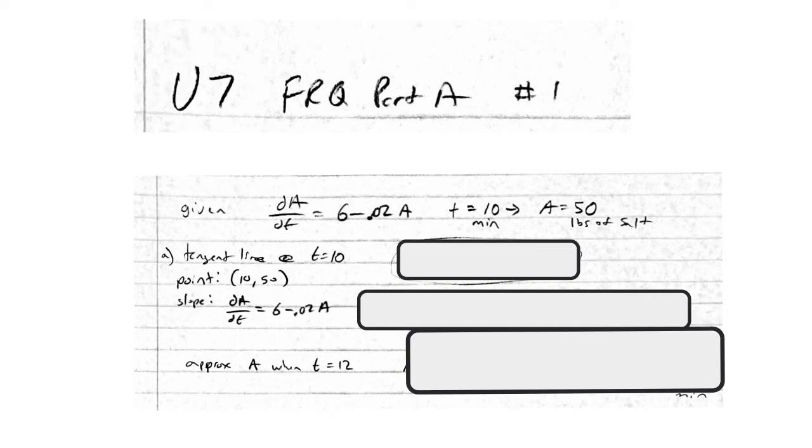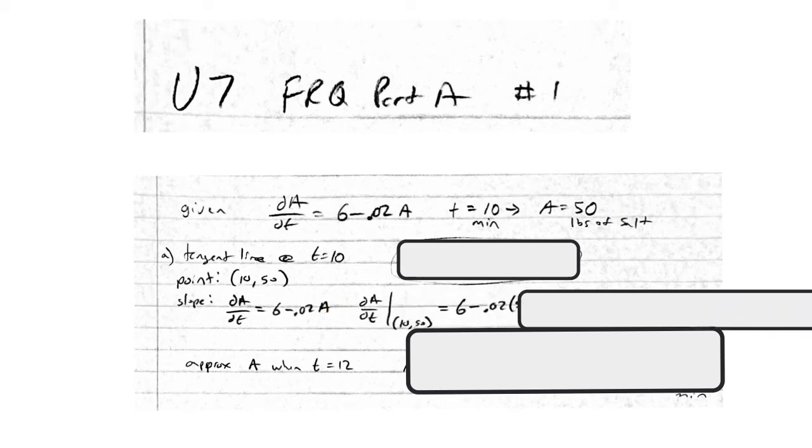So to do that, tangent line, I'm almost certain you'll have something with a tangent line on the actual test. We need a point and a slope. Don't overthink it. We are told the point, 10 minutes, 50 pounds of salt, 10 comma 50. We need a slope. Well, that's what the differential equation's for. So we're going to take that dA/dt and plug in, and be careful here, A. At t equals 10, we're going to plug in 50 for this A. And so when you do that, we end up with 6 minus 1 is 5.